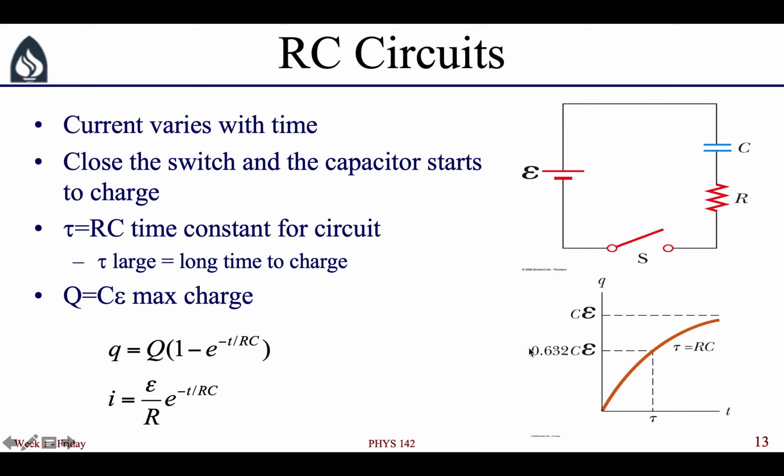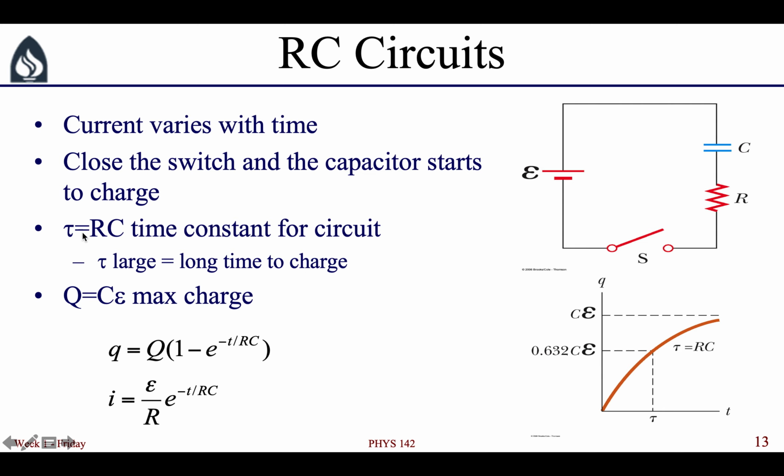charge. So if we look at a graph of charge on the capacitor versus time, we can see that that charge will be increasing. But the rate of charge is slowing because as the capacitor charges, it becomes more and more difficult to add additional charge to the capacitor.